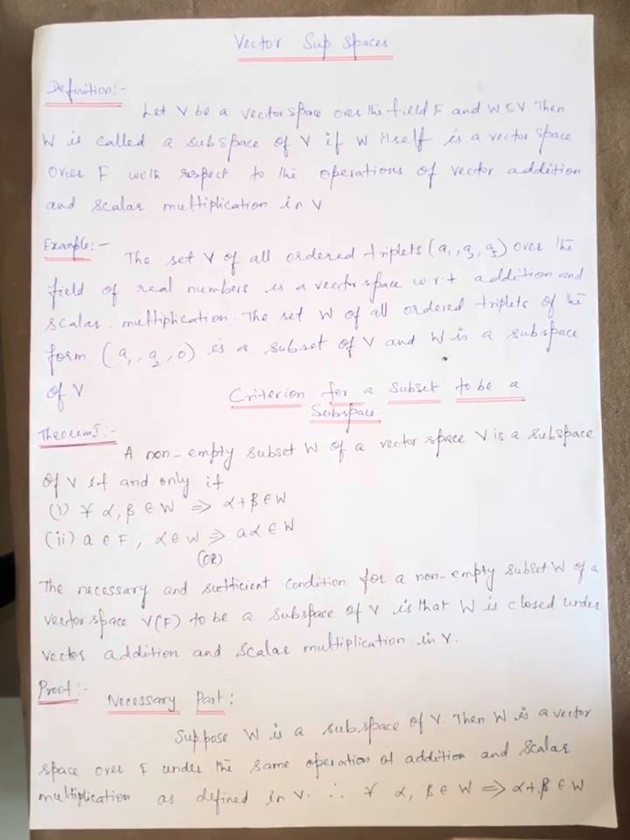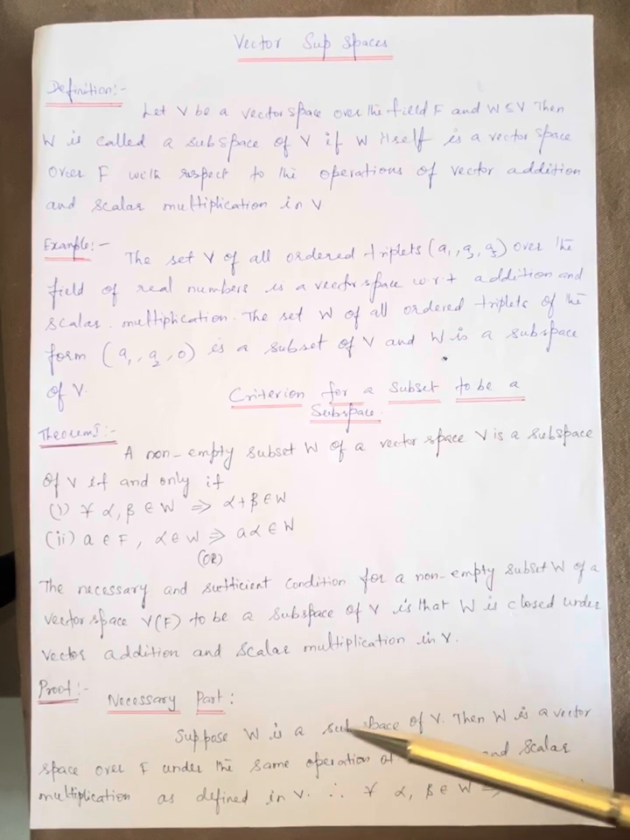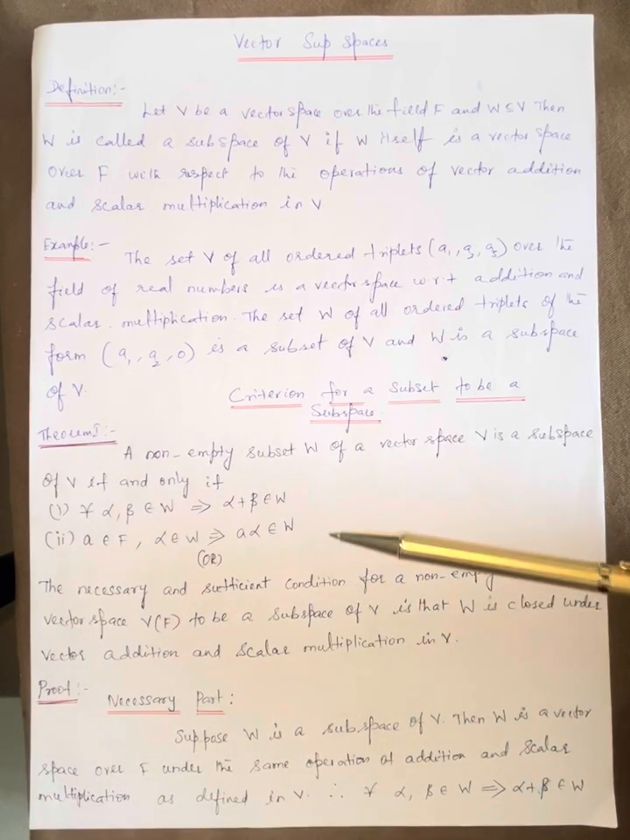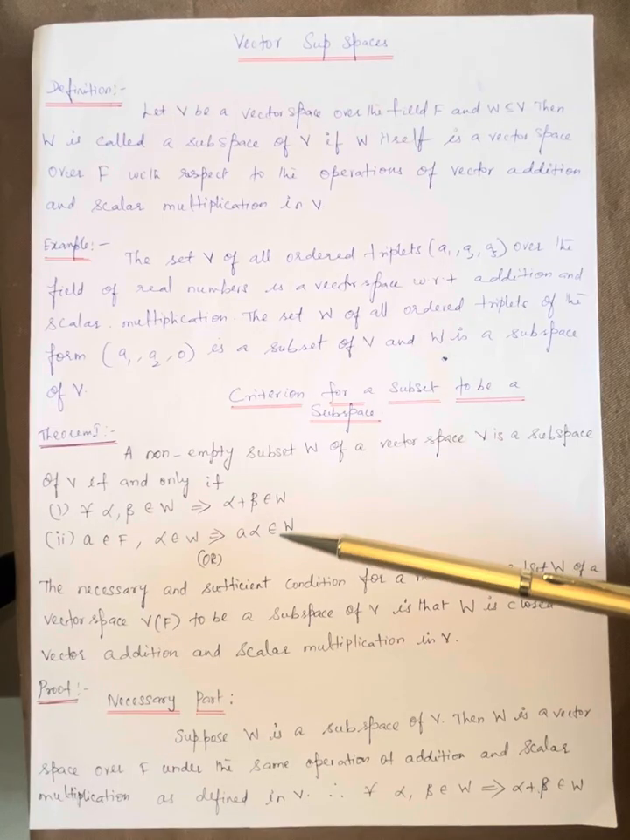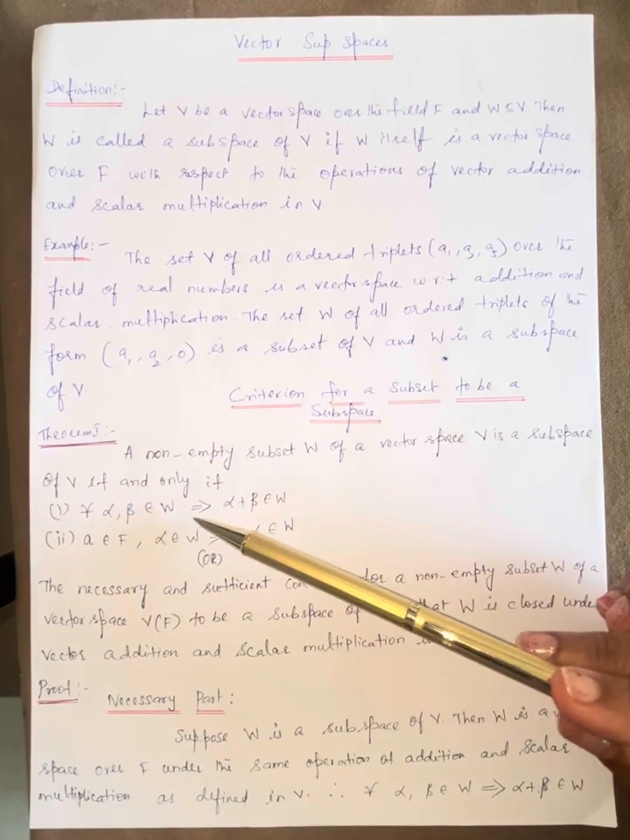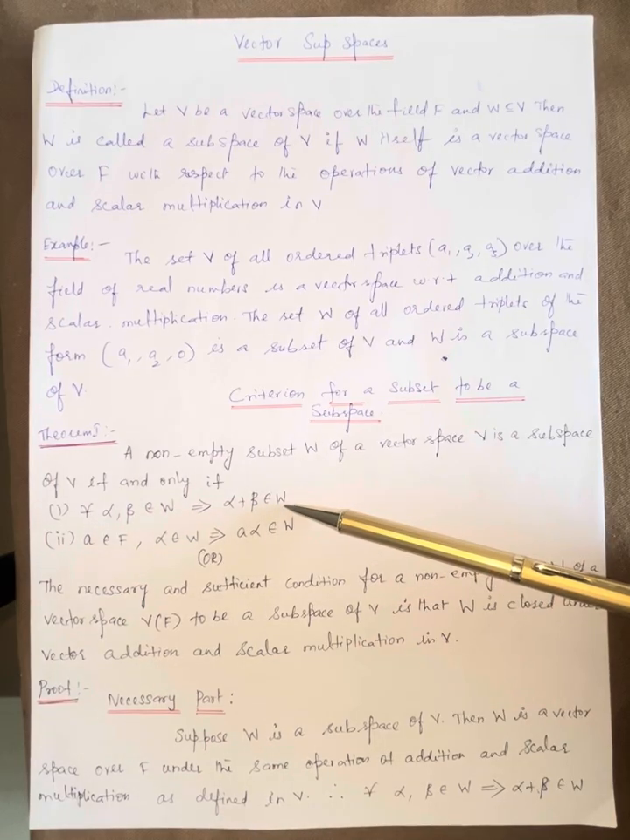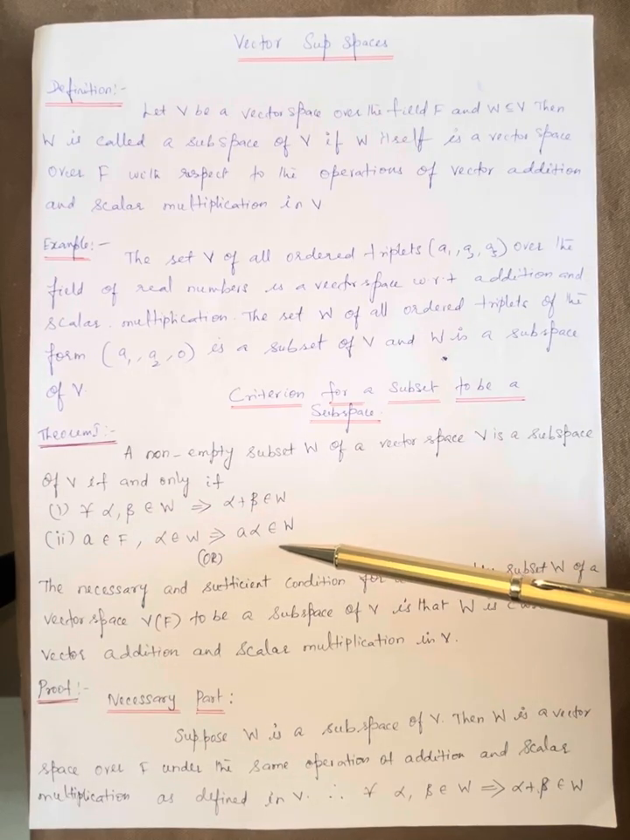So for the necessary part, I am assuming that suppose W is a subspace of V, then W itself is a vector space according to the definition of the subspace over F under the same operations of addition and scalar multiplication as defined in V. Since it's going to be a vector space, obviously it must be closed with respect to vector addition and scalar multiplication. So easily, by the definition itself, we can prove that alpha, beta in W implies alpha plus beta is also in W. So we're closed under vector addition and closed under scalar multiplication.